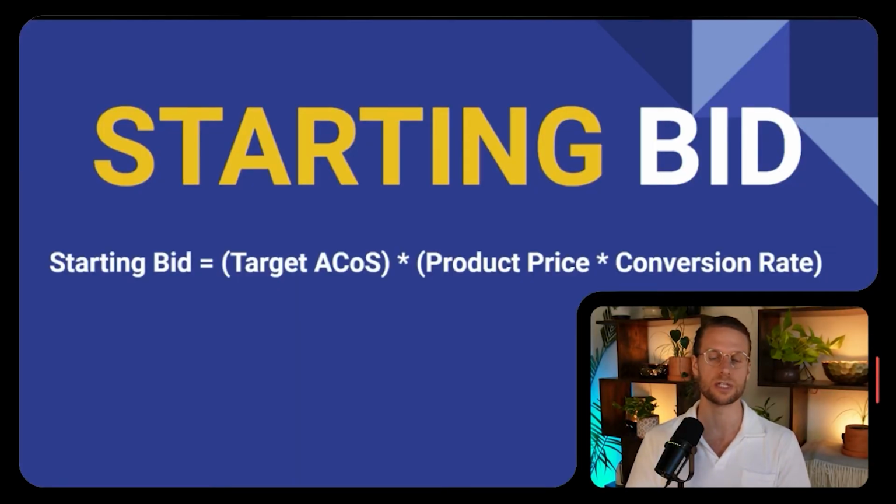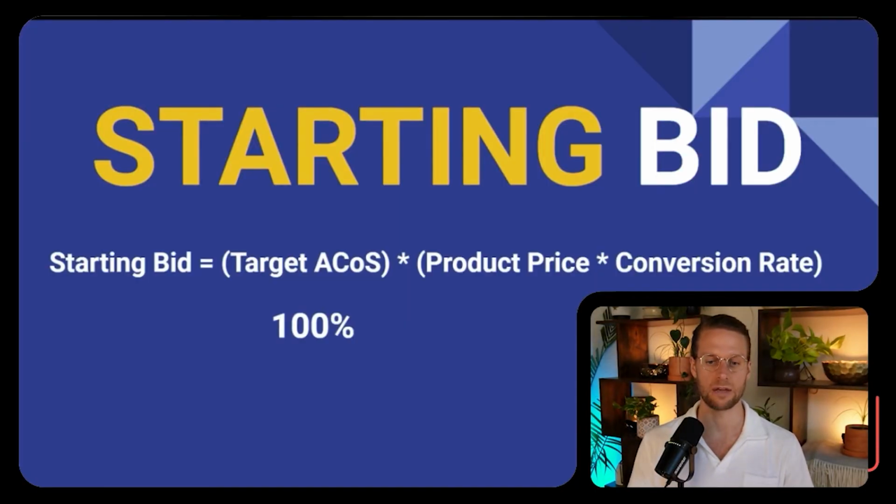So if I was targeting spending 30% of the retail price of my product in ad spend to sell that product, my target ACoS would be 30%. So your starting bid is going to be your target ACoS, meaning what percentage of your sale you want to spend on ads to make that sale, times your product price times your conversion rate.